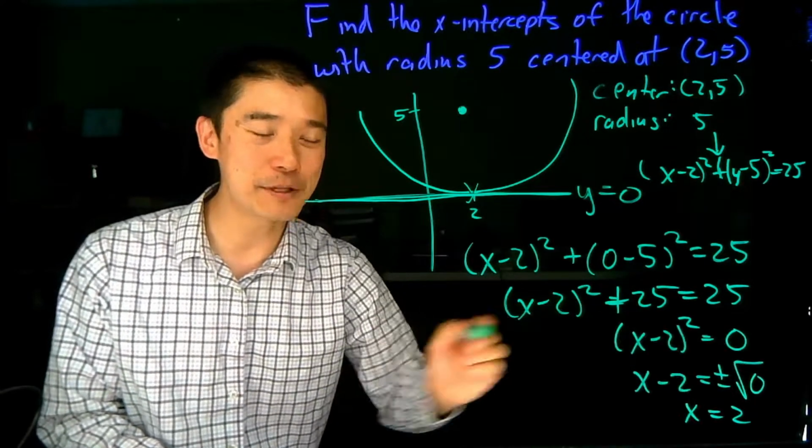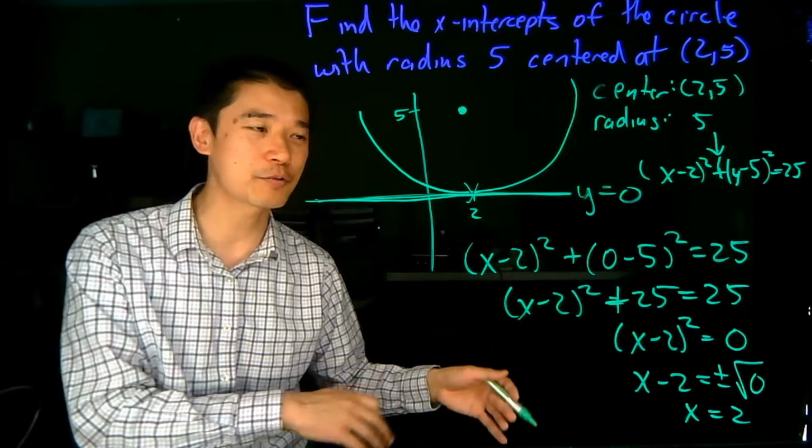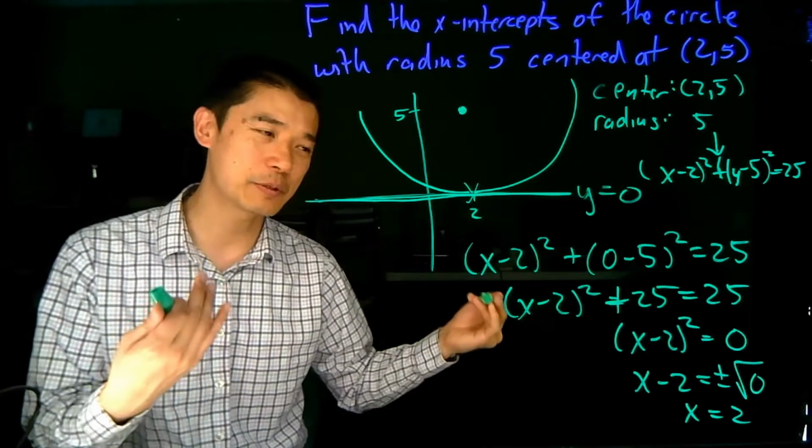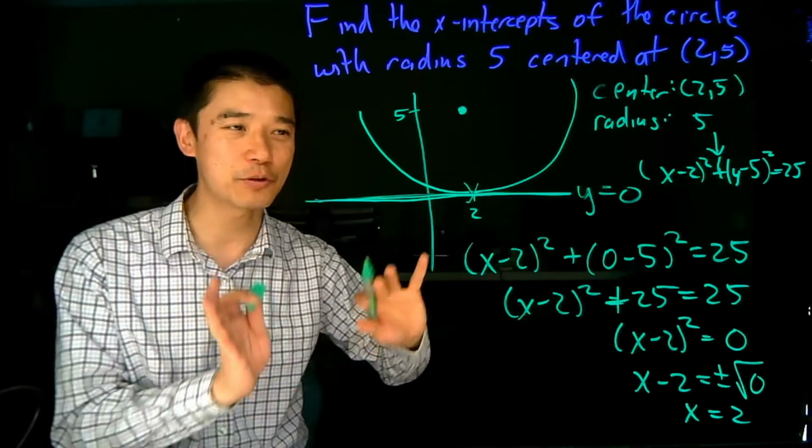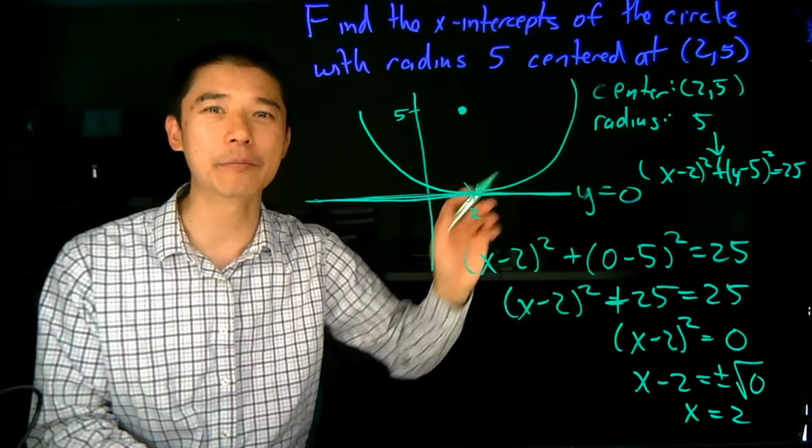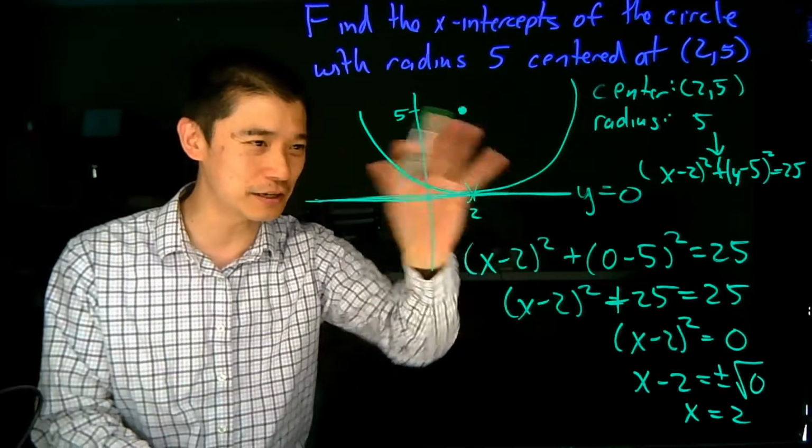Or if this happened to be a negative value, it would be plus or minus the square root of a negative number. And then we'd say that there are no points of intersection because we're not going to deal with imaginary numbers when we're talking about intersections of curves on the plane.